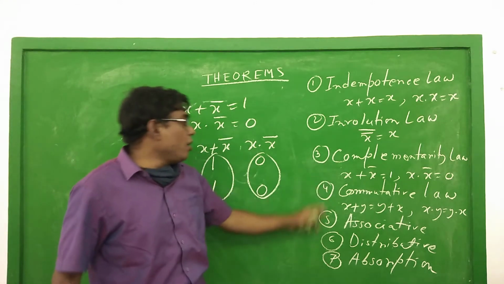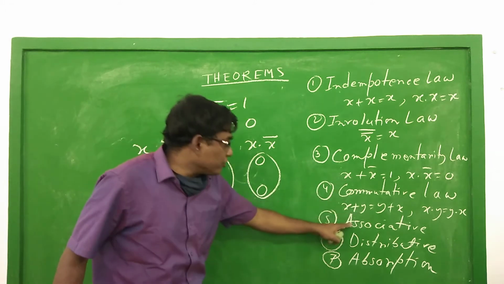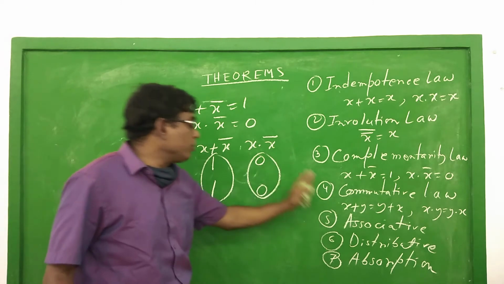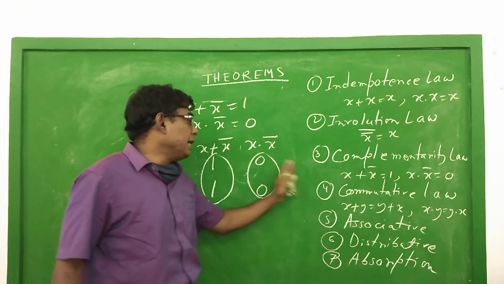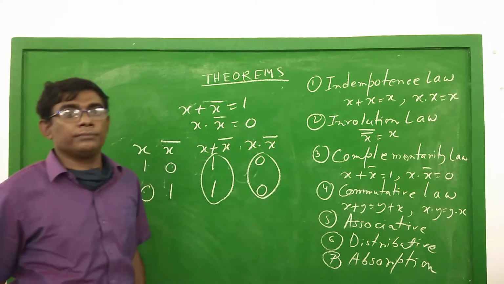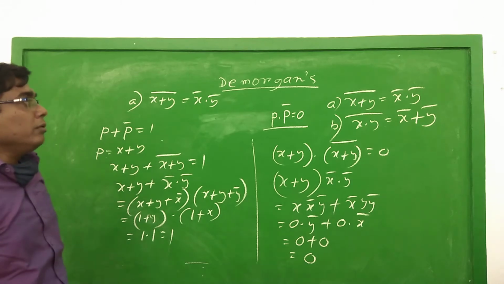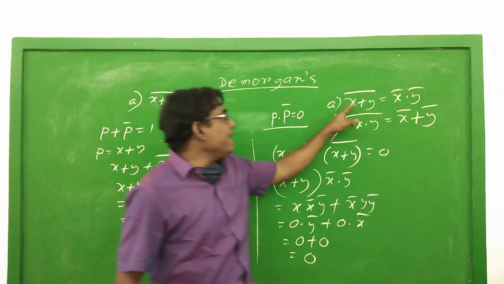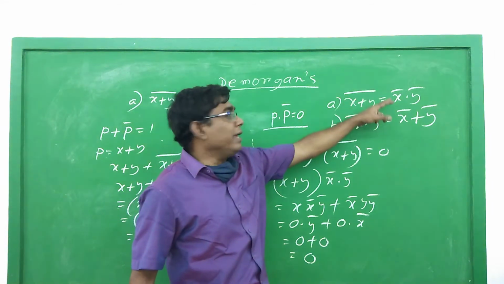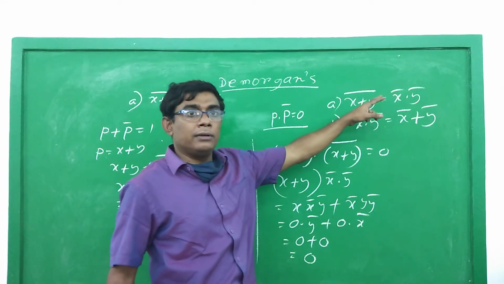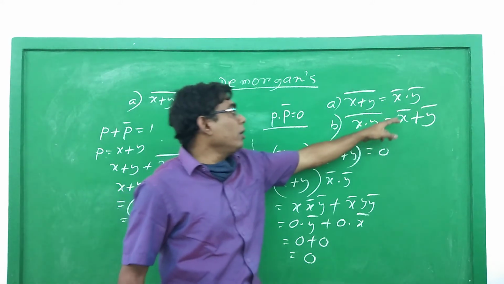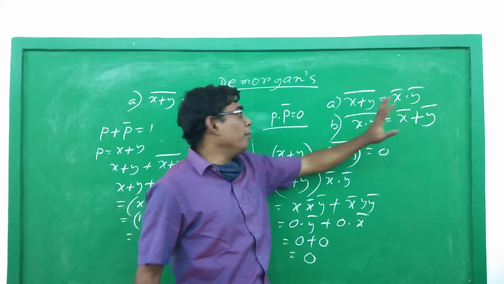Now these are the other laws: commutative law, associative law, distributive law and absorption law. You can prove them yourself with the help of truth table. Now the last topic is De Morgan's law. What are the laws? X or y whole complement equal to x complement and y complement. Next, x and y whole complement equal to x complement or y complement.